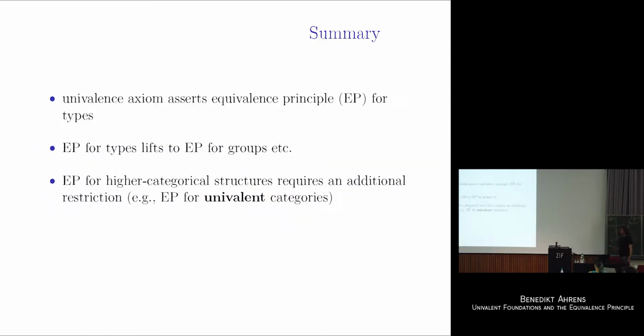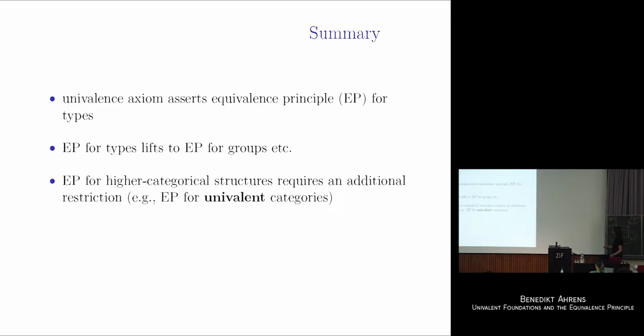So as a summary, the univalence axiom asserts an equivalence principle for types. This is an axiom in the type theory that I've just shown. In other type theories, in the cubical type theories, it will be a theorem. And then this equivalence principle for types can be lifted to an equivalence principle for mathematical structures built out of types.